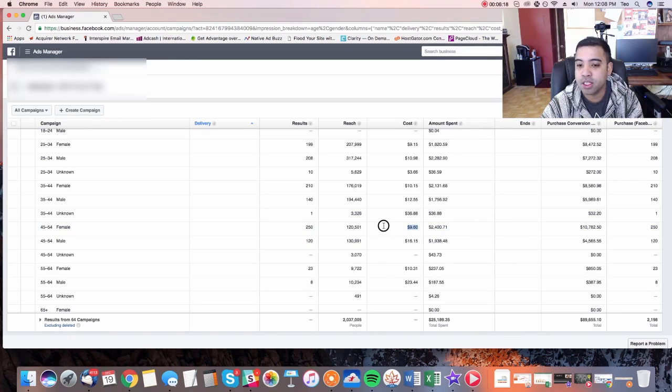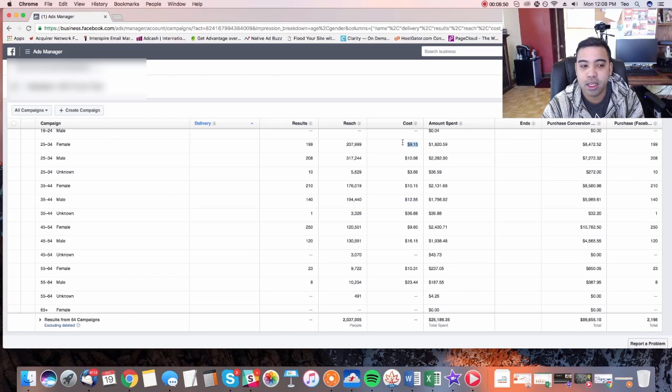Okay, $9.60 per conversion. We have here $9.15 per conversion. As we can see here, another one, $10.15. So basically what's happening here is that females are a lot easier to convert than males, because females have a lower cost per conversion than males. We have here $9.60 for females versus $16 to acquire a male customer. $10 to acquire a female customer, $12 to acquire a male customer.